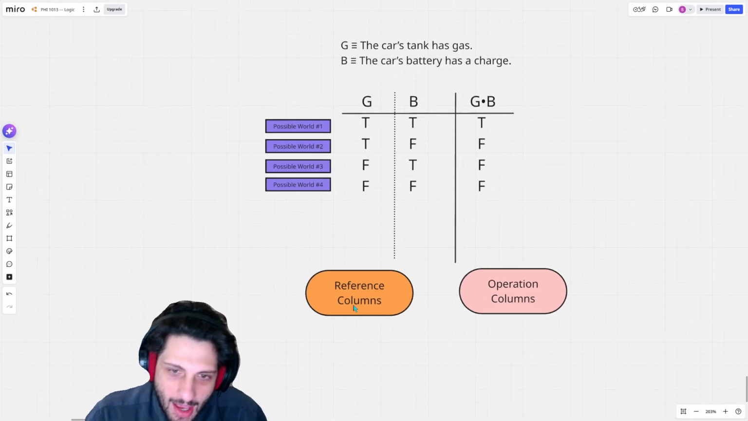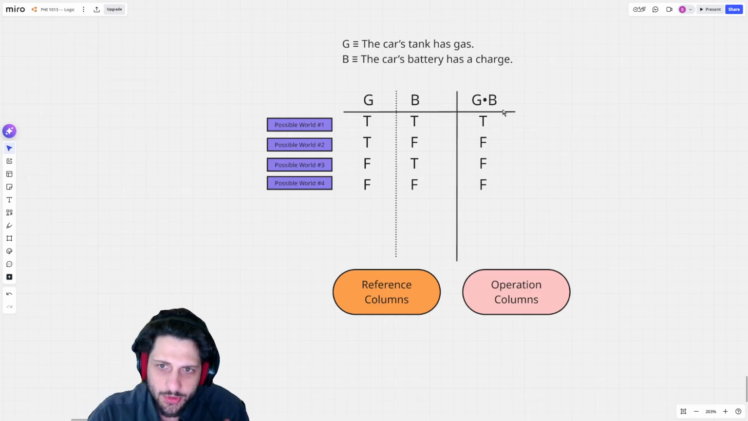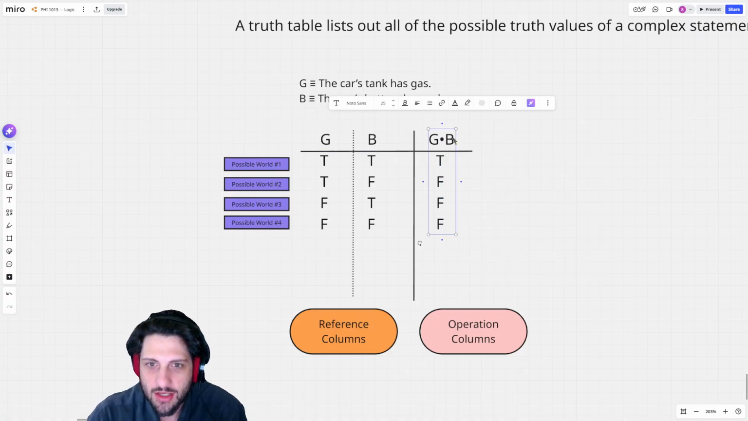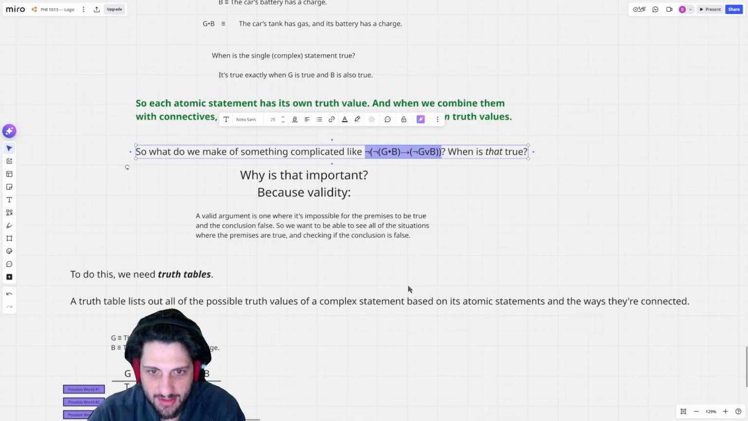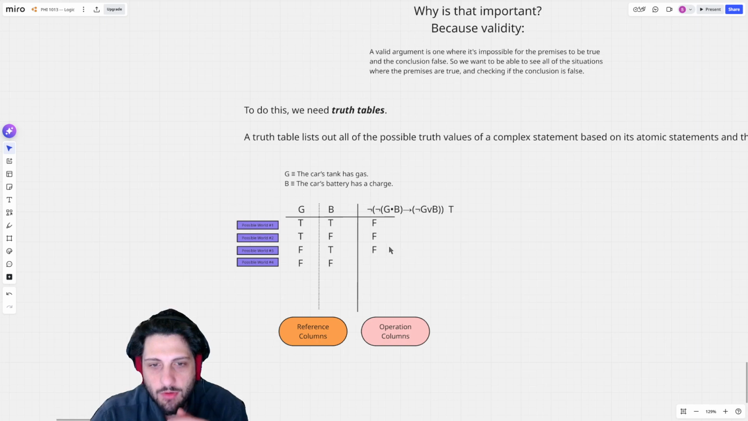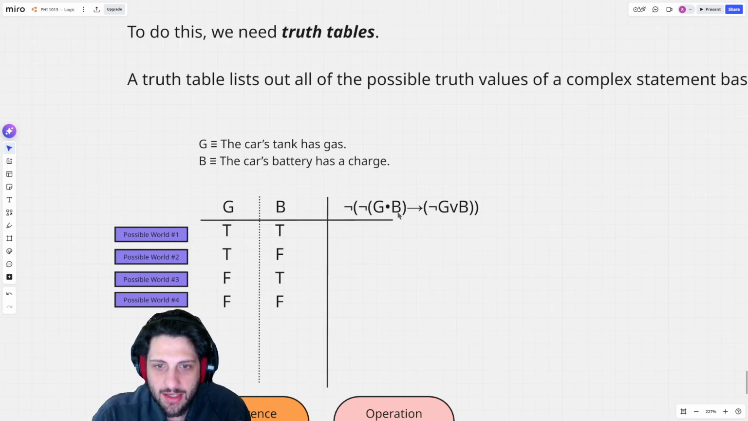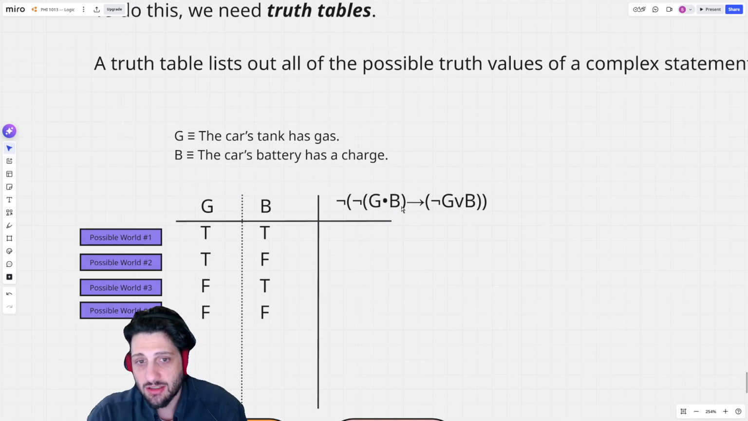Okay, so as for this reference column and operations column, the idea is that as we go, we're going to continuously get more and more complicated statements over here on this right side, right? So right now we were trying to figure out when it is that G and B is true. But what if I want to take this? What if I want to figure out when that statement is true? Well, it still is just a complicated statement based on G and B, right?